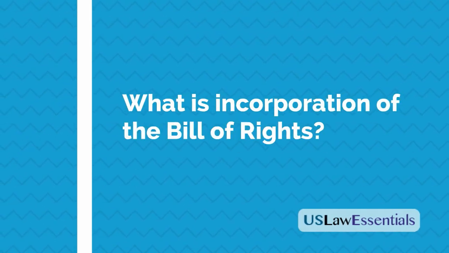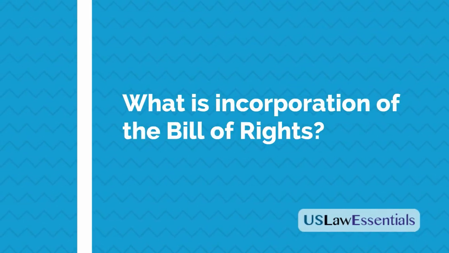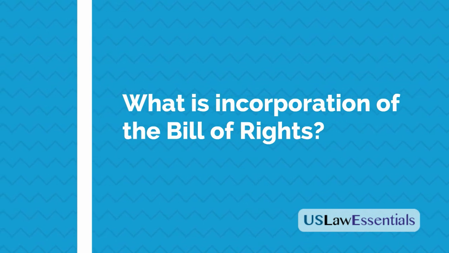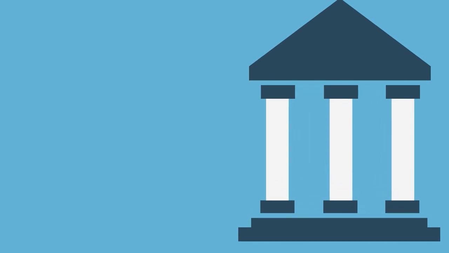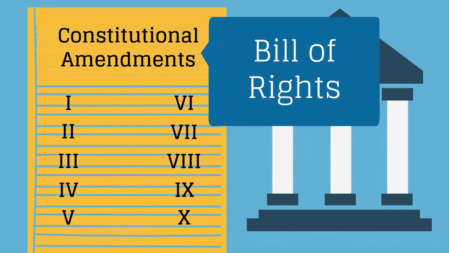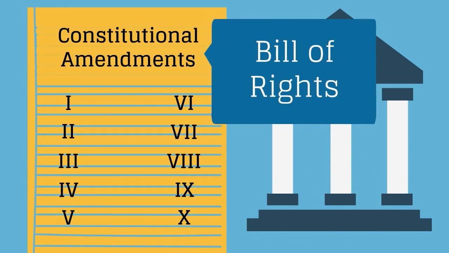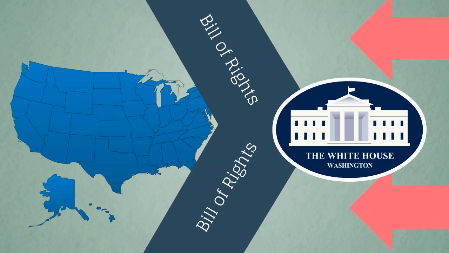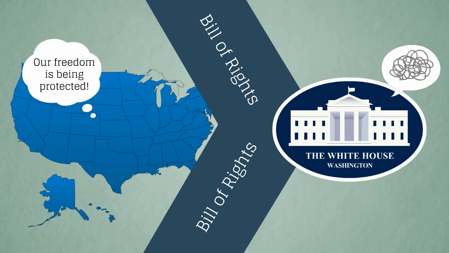In this video, we will discuss the incorporation principle, or what we mean by incorporation of the Bill of Rights. The first 10 amendments to the United States Constitution are known as the Bill of Rights. Among other things, the Bill of Rights shields important freedoms from interference by the federal government based in Washington, D.C.